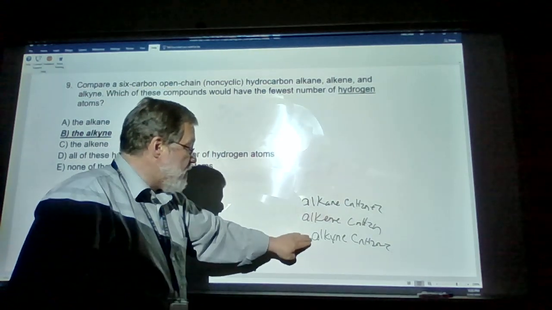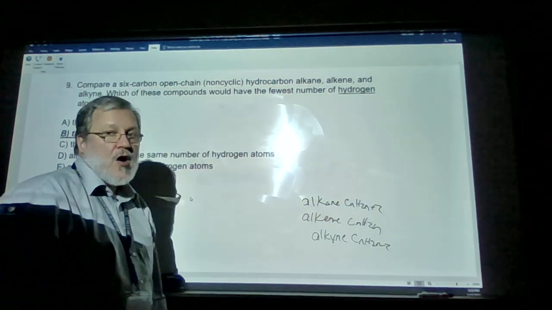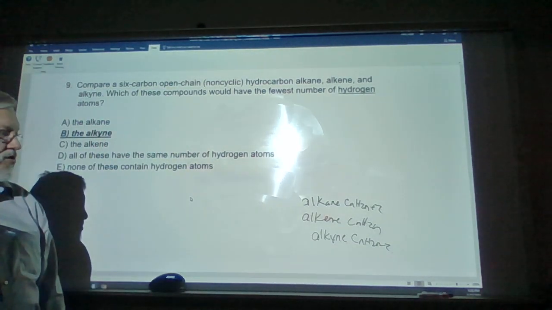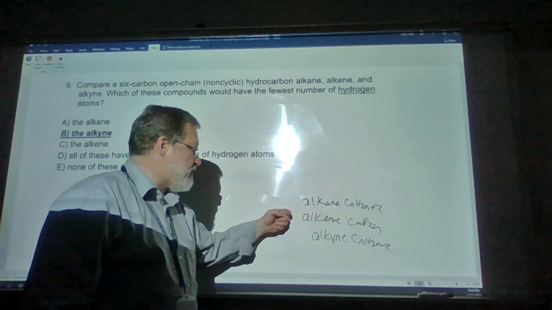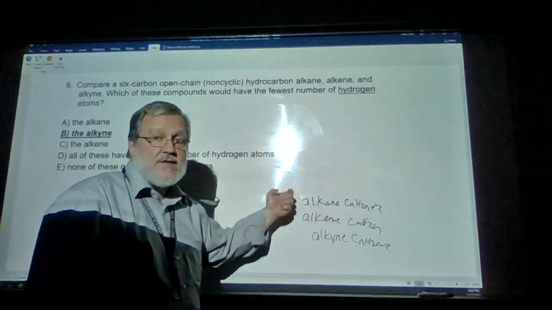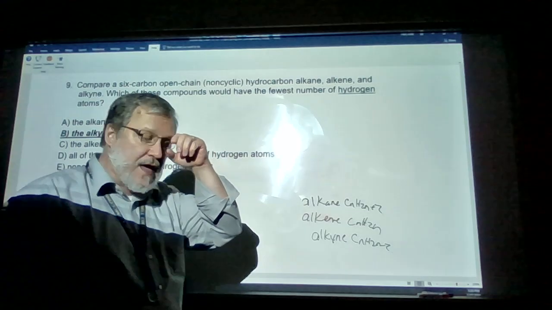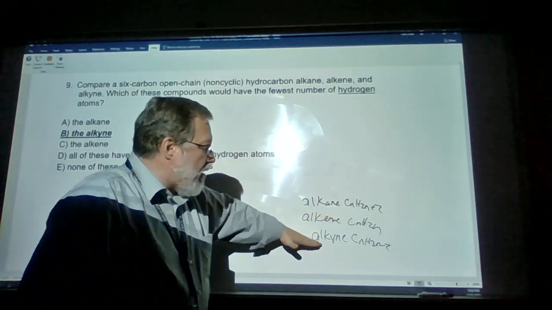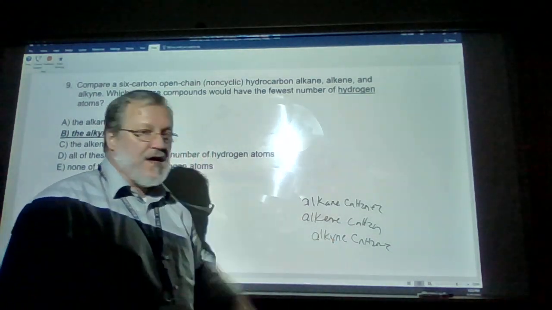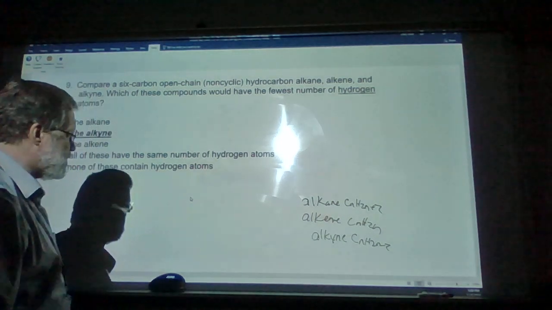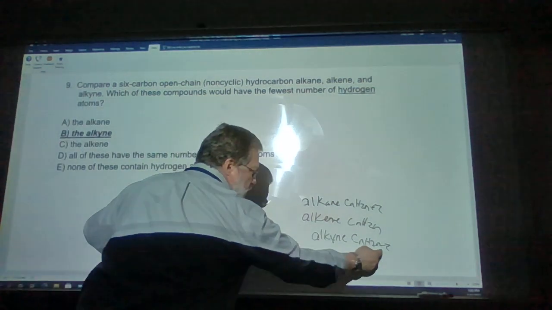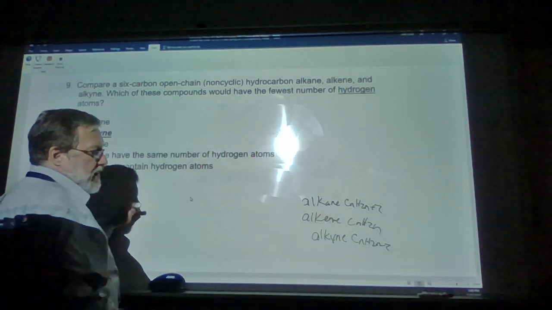So for any series of the same carbon-containing structures, C4s, C5s, C6s, C7s, C8s, all that, the alkyne of that entire series always has the fewest number of hydrogens because of the way the alkyne formula is represented.